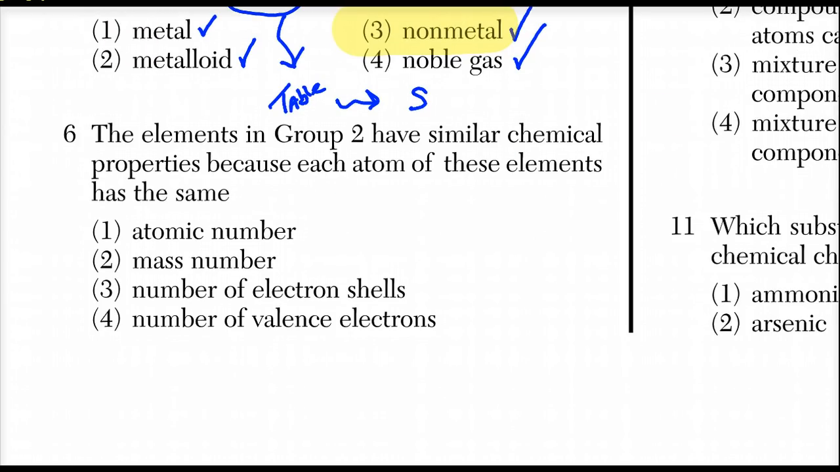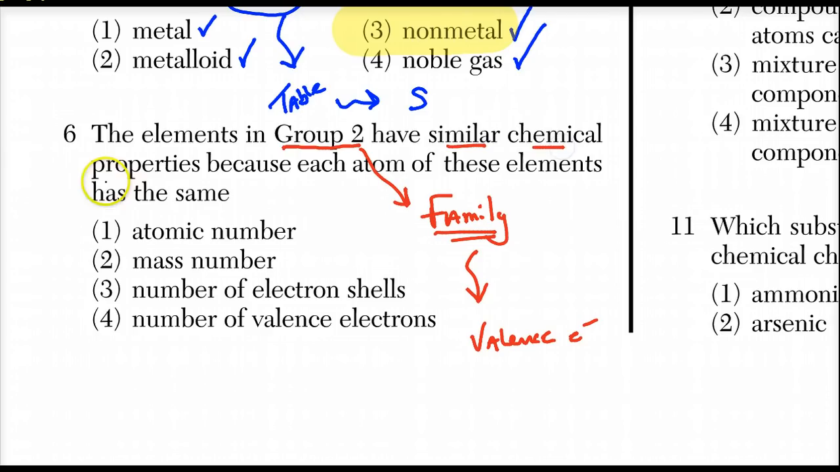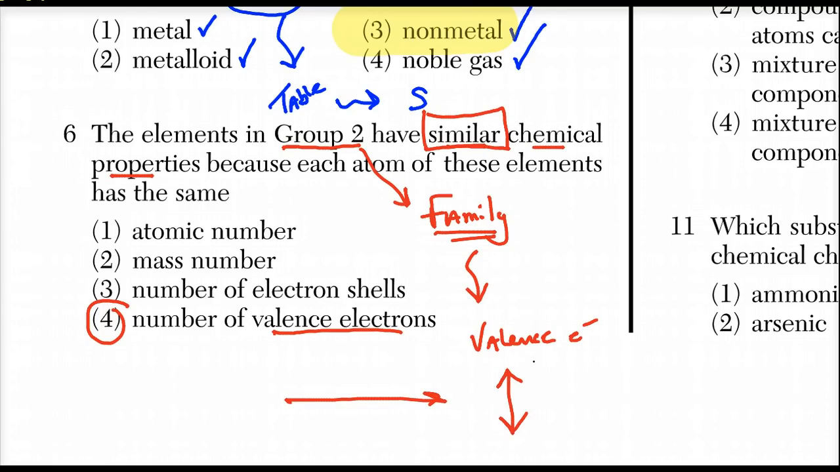Number 6. The elements in group 2. Now, what the heck is a group? A group is a family, okay? And a family is related by similar characteristics or chemistry. They're related because of the same valence electrons. They have similar chemical properties. Families have similar characteristics because each atom of these has the same number of valence electrons. If they ask about similarity between atoms, do not pick the ones that are going across. Pick the ones that are going down because of the same number of available electrons for bonding. Okay, so that is the answer.